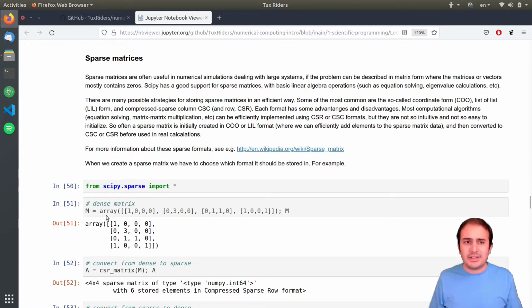And for sparse matrices, as the name implies, this is also quite handy, but sometimes these libraries handle this behind the scenes. So you are not usually involved in this kind of thing, but at the end of numerical simulations, most of the time you end up with a large system that includes so many elements, but most of them are zero.